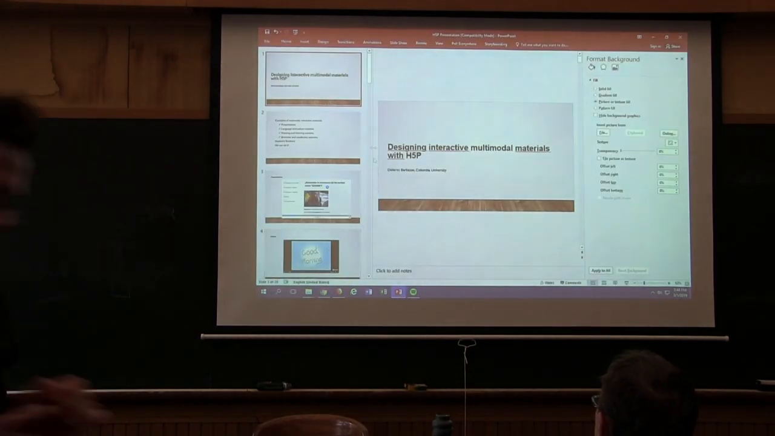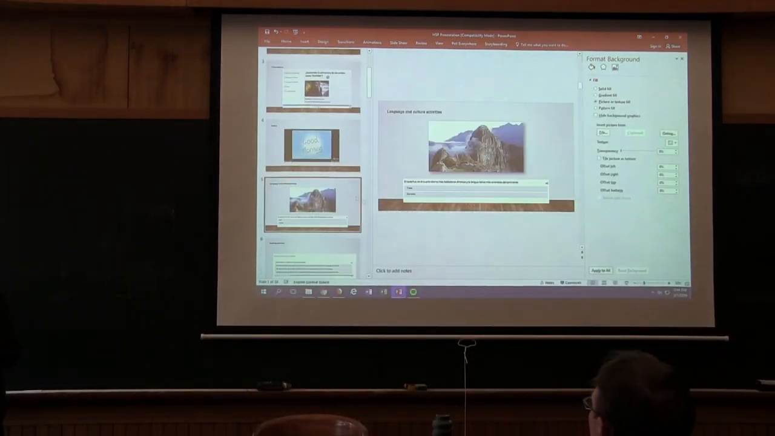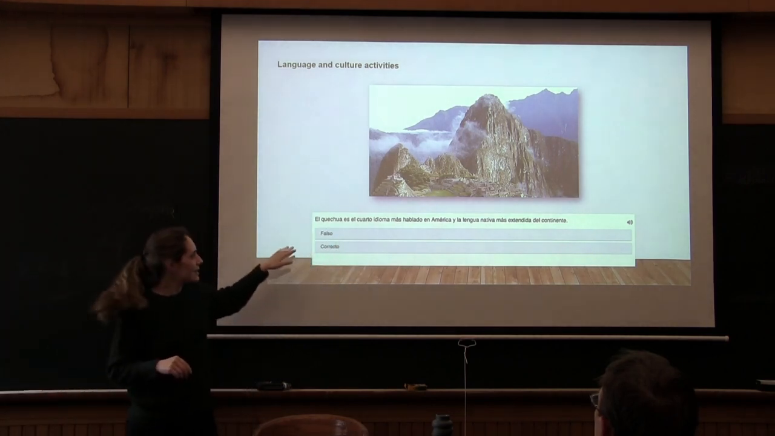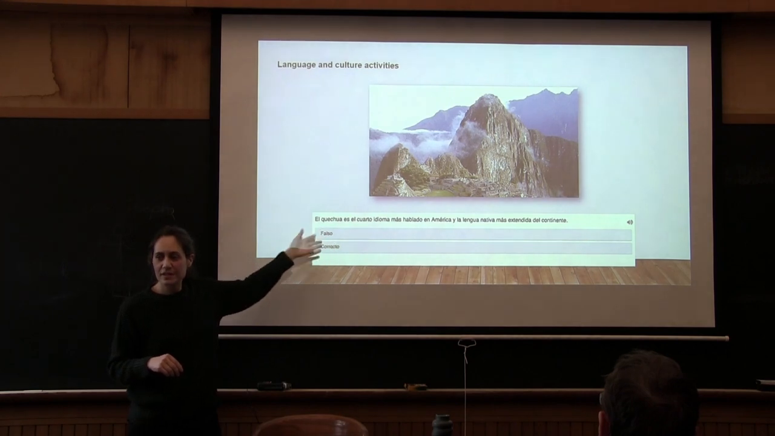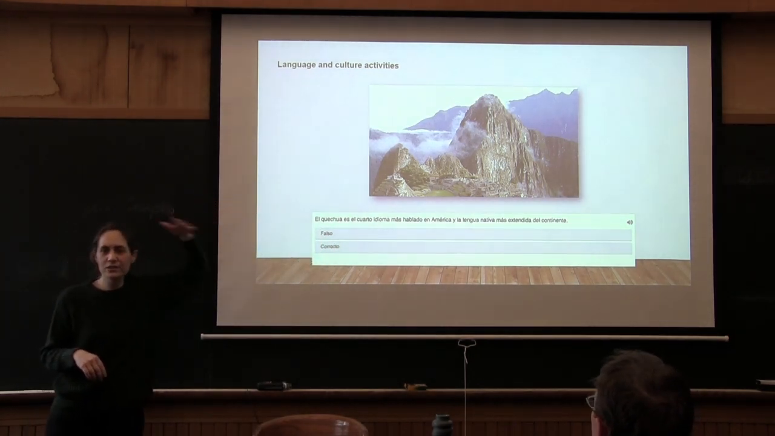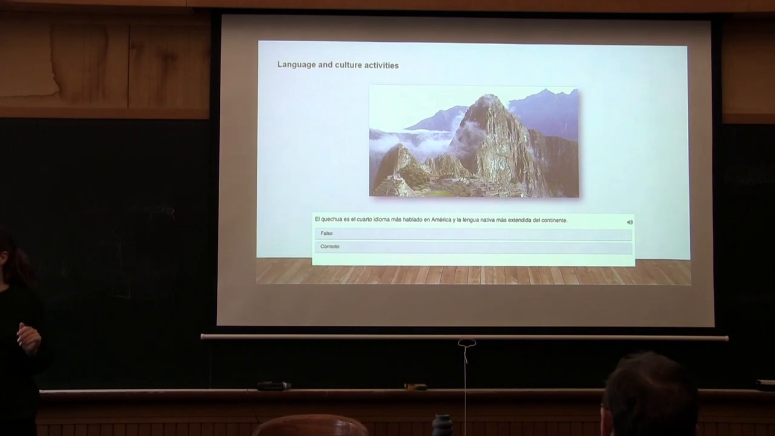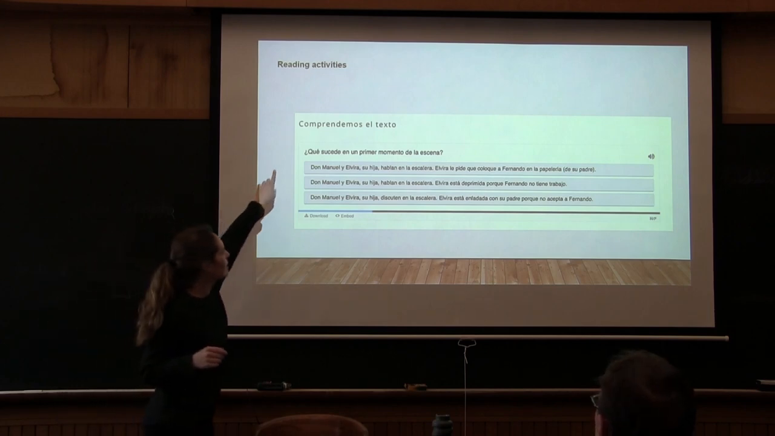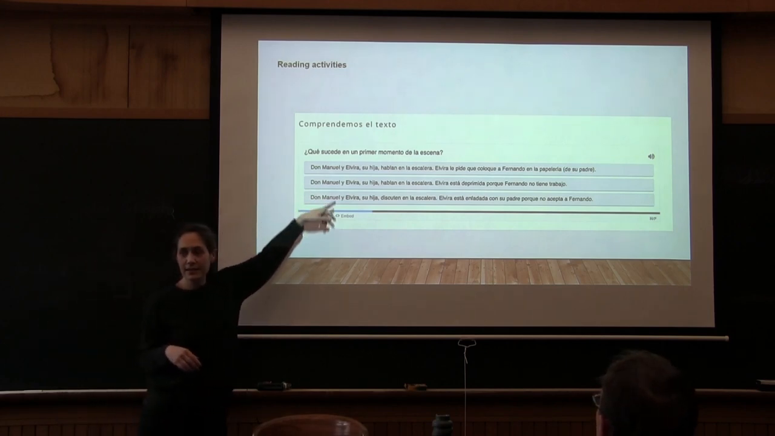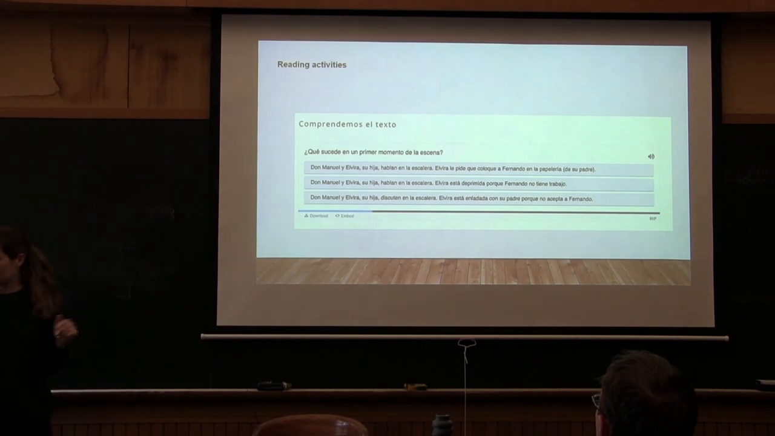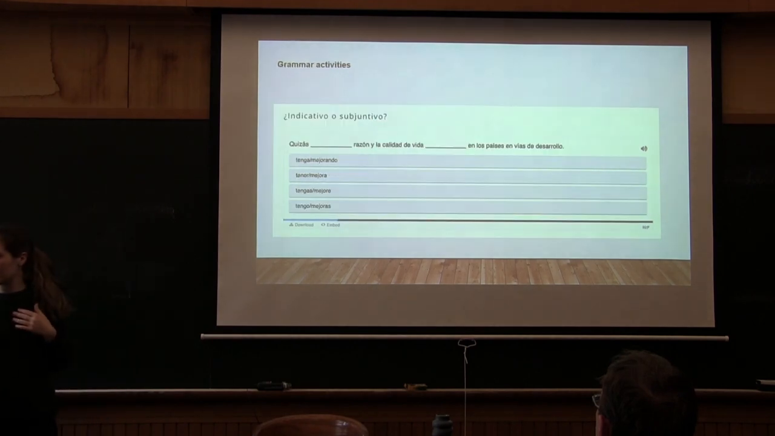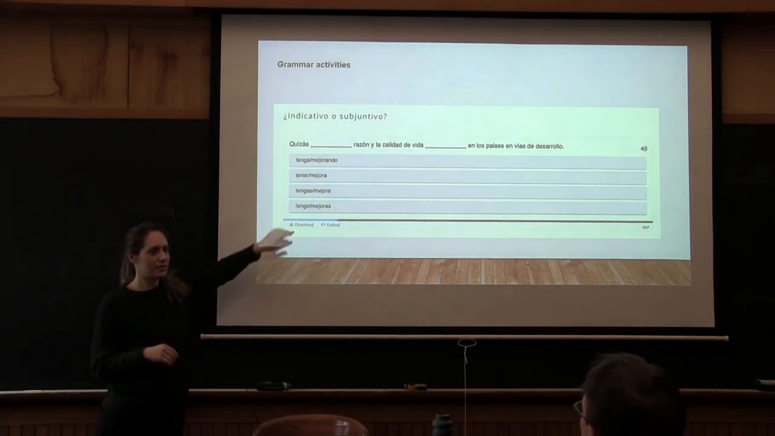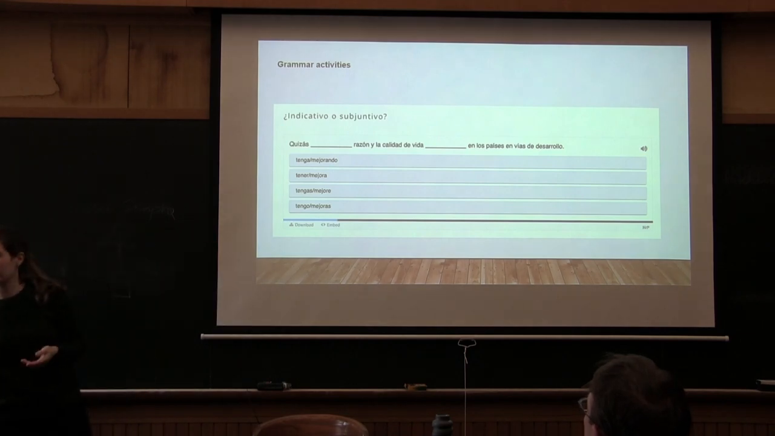Though it's very nice, I prefer to show you more examples. So this was a fill in the blanks. We can also create this type of activities. They are true and false. So you can check culture, you can check language, you can check whatever you want. True or false activities are questions with just one right answer. For reading comprehension, for example, and this is a grammar activity with the same type. You have to decide just which is the correct answer.